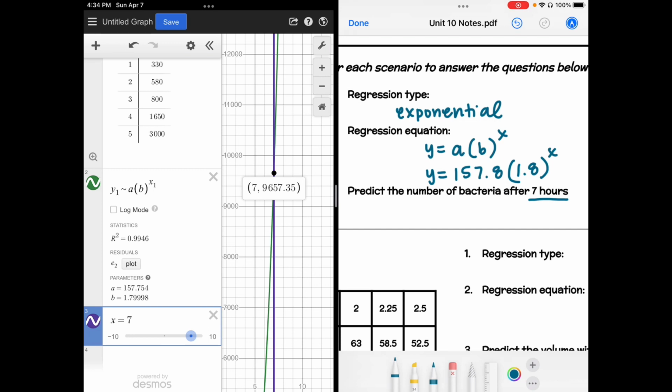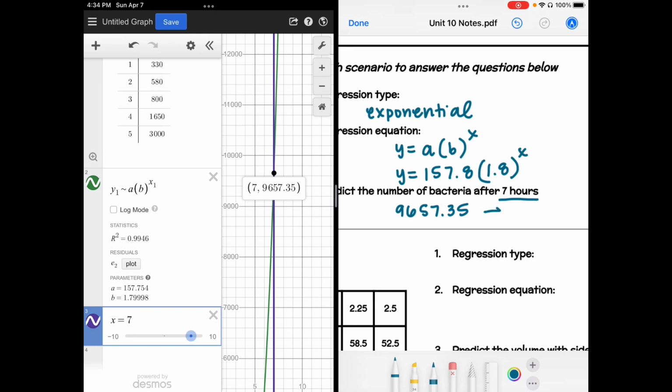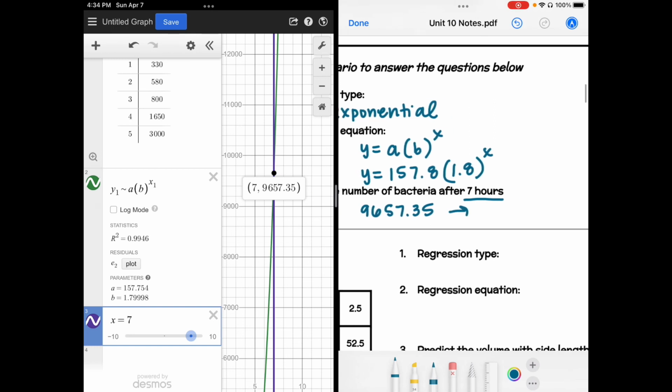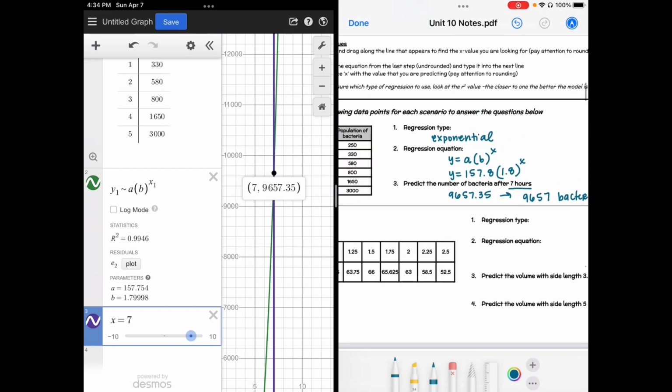So 7 is our x value. We're looking for the y value. So 9657.35. Because we're talking about bacteria, I'm going to go ahead and round down. I'm going to round to 9657. So there are approximately 9,657 bacteria after 7 hours. I'm just going to put bacteria because we should always have a unit. Okay, and that's about it.